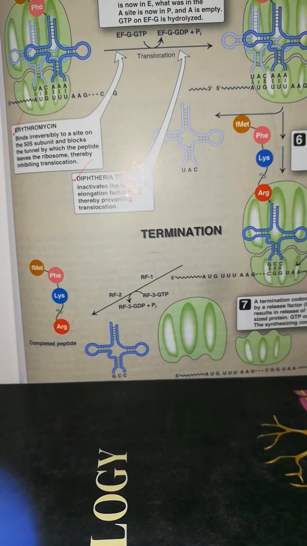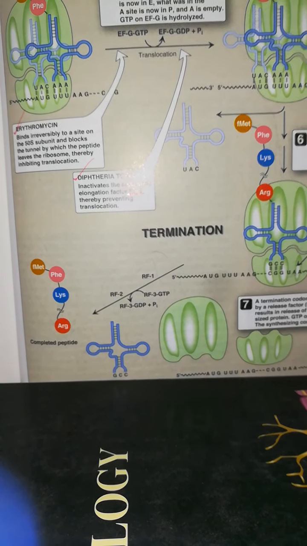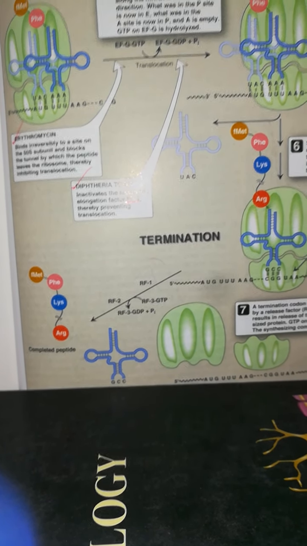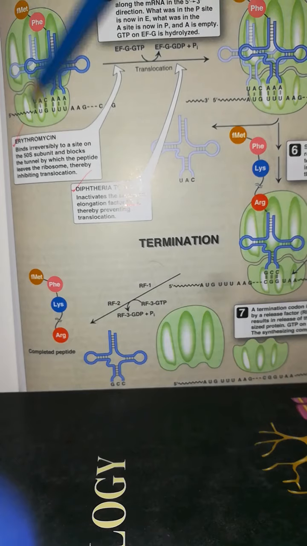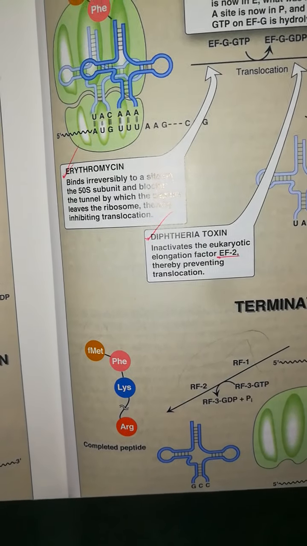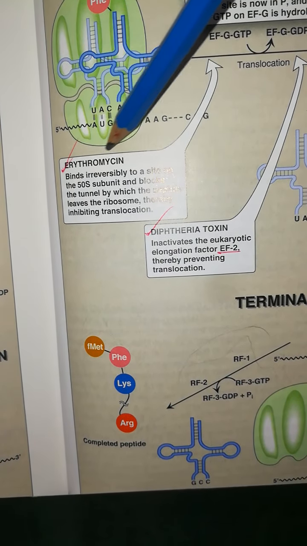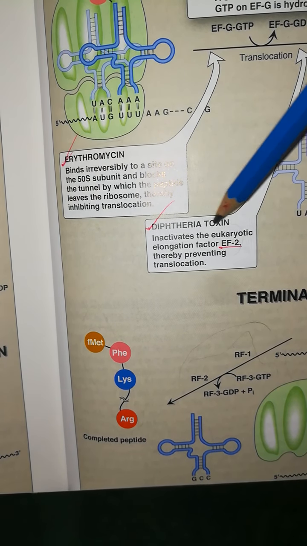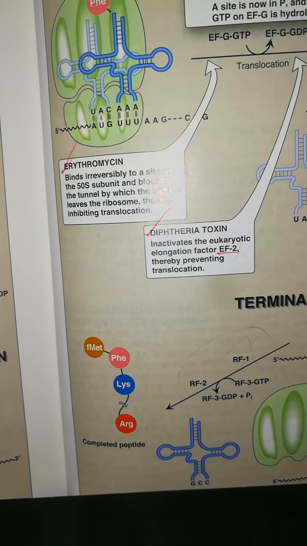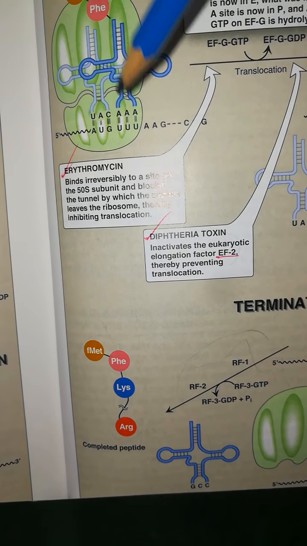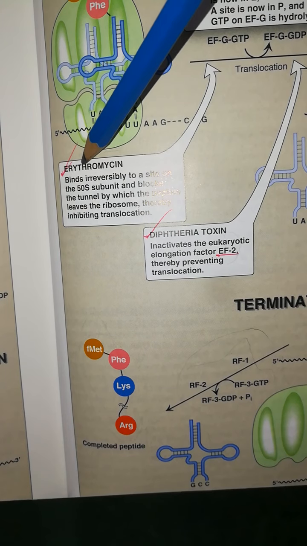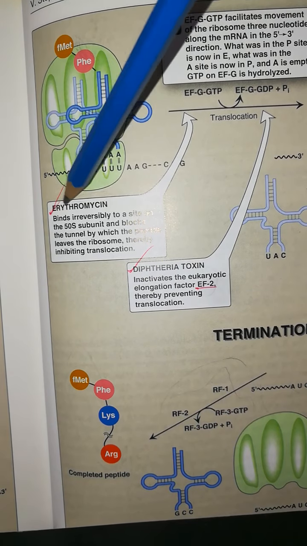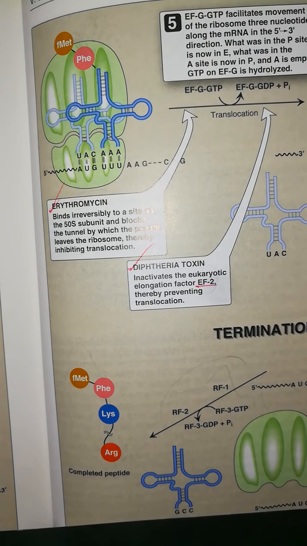This is the process of translation. Now I will teach you something about antibiotics, how antibiotics act through the translation process. You will find some antibiotics like erythromycin. This is diphtheria toxin, which can cause diphtheria. So how do the erythromycin antibiotic and diphtheria toxin have their effects? Suppose we take the erythromycin antibiotic.